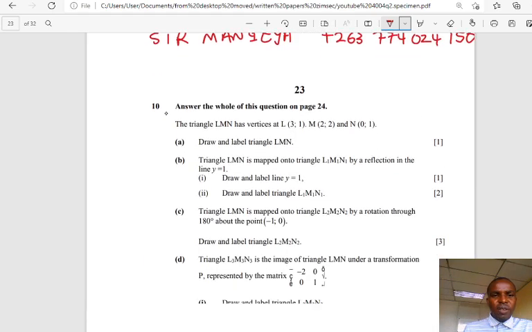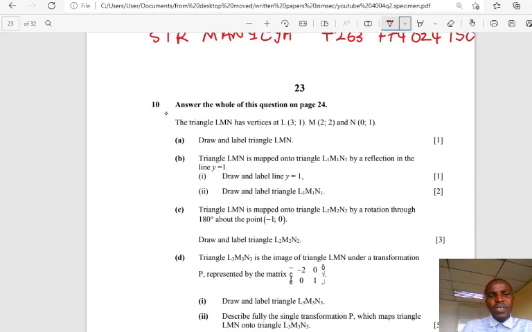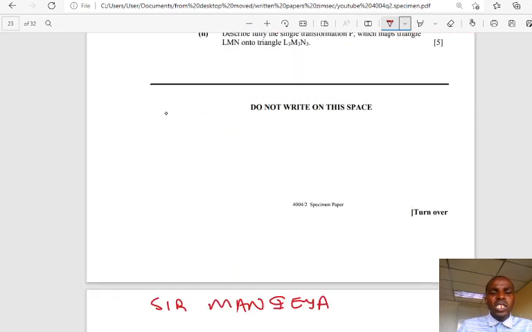Then the next question, question number 10. Answer the whole of this question on page 24. The triangle LMN has vertices L(3,1), M(2,2), N(0,1). Draw and label triangle LMN. Then let me draw this triangle LMN: (3,1), (2,2), (0,1).